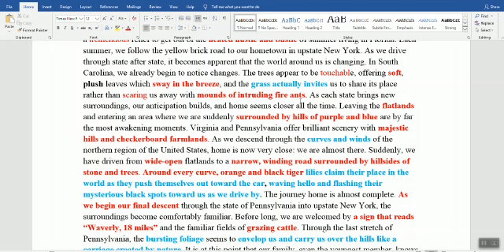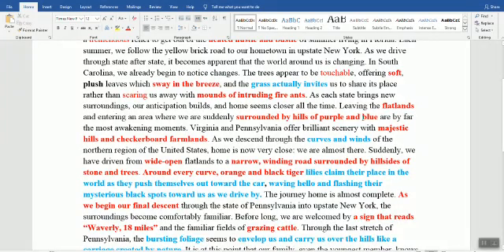Okay, as each state brings new surroundings and anticipation builds, and home seems closer all the time, leaving the flatlands. Now you see flatlands. Flatlands have been left, and now it means some hilly area is going to start. Okay, and entering an area where we are suddenly surrounded by hills. Now you see hills, not only hills, hills of purple and blue.